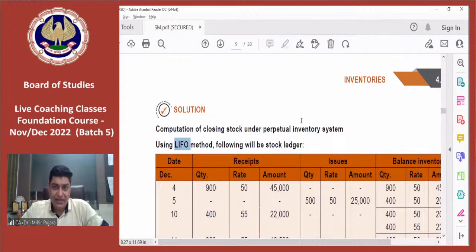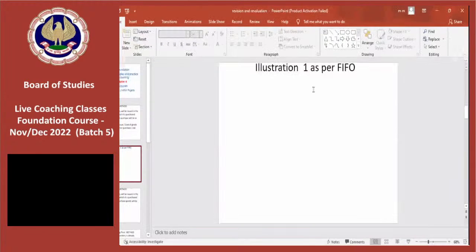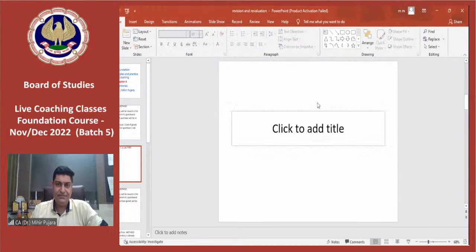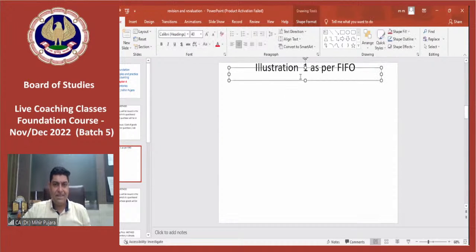Write down in your notes book, illustration number 2. We are doing it with the FIFO method. So this is 1 as well as 2.